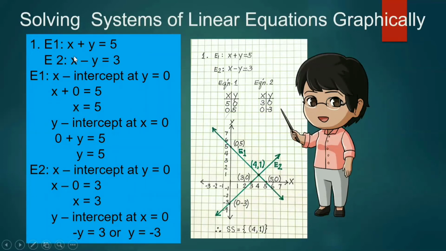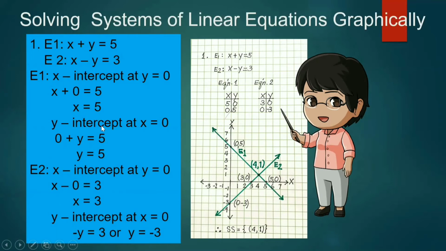Then here is the graphical solution. We find the x-intercept at y equals 0 for equation 1. So x is equal to 5, and then we find the y-intercept at x equals 0, y is equal to 5. And then we put these values on a table and then graph equation 1 here. We have the y-intercept (0, 5), and the x-intercept (5, 0). So this is the graph.